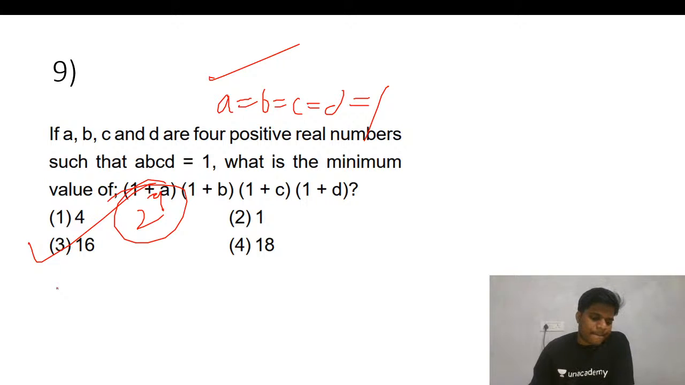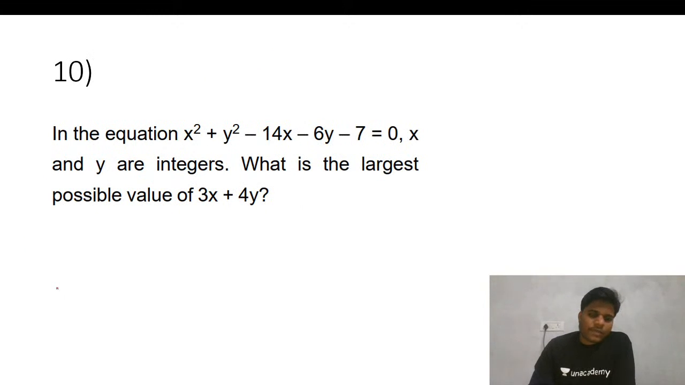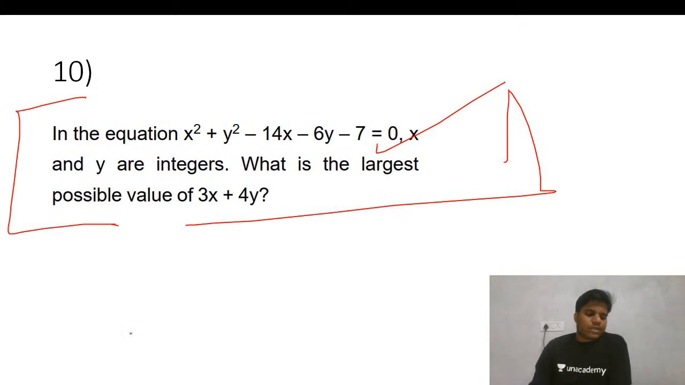Fine. So this was very easy. I was expecting that you guys would get this very early. So we move to the next one. This type of question has been there, and most probably you may have seen it in the CAT also. So try this one. In the equation, x and y are integers, what is the largest possible value of x?